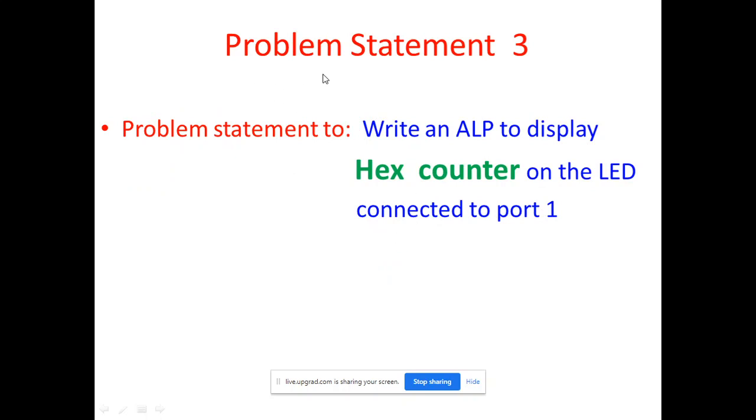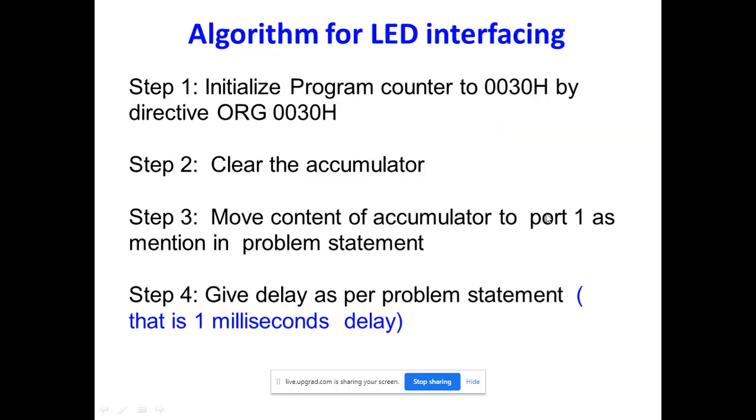Now the third problem statement. In the university exam they will ask: write the ALP, that is assembly language program, to display a hex counter on LEDs connected to port 1. Hex counter means it starts from 0 and must count up to F. That means 0, 1, 2, 3 up to F must be displayed on the LEDs. There are 8 LEDs, as we know, and they are connected to port number 1.